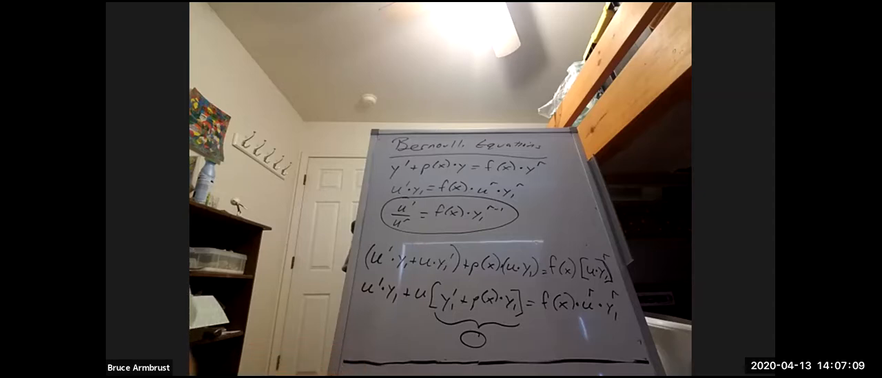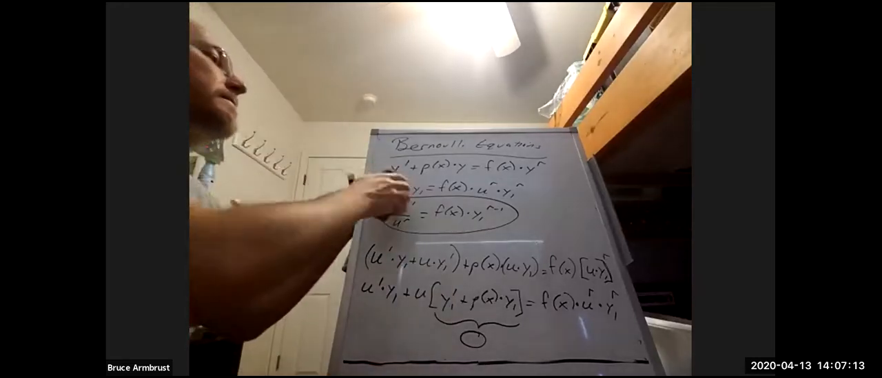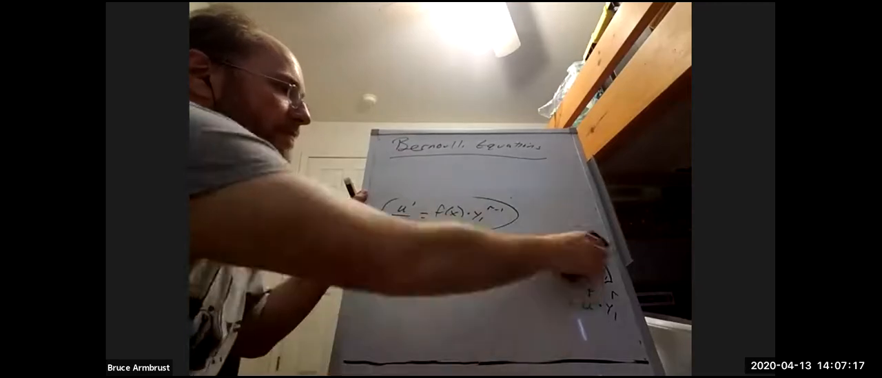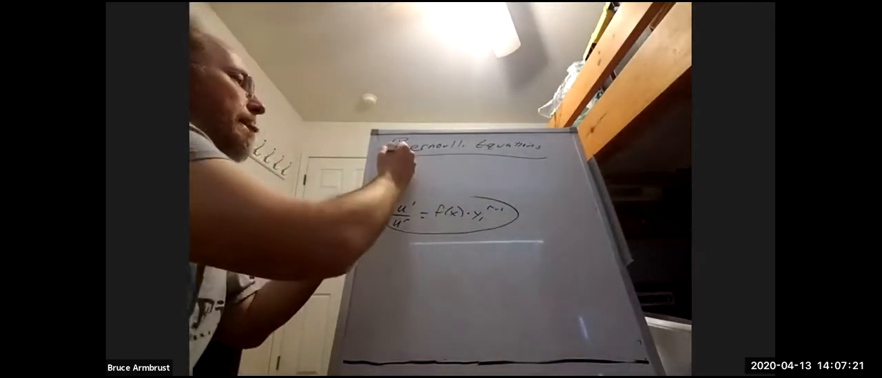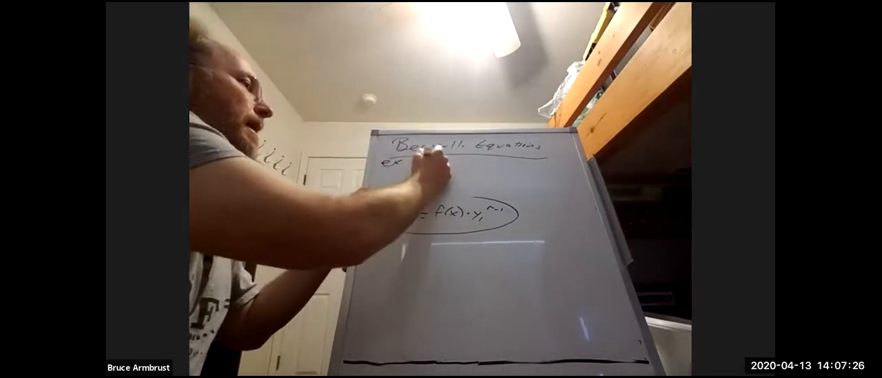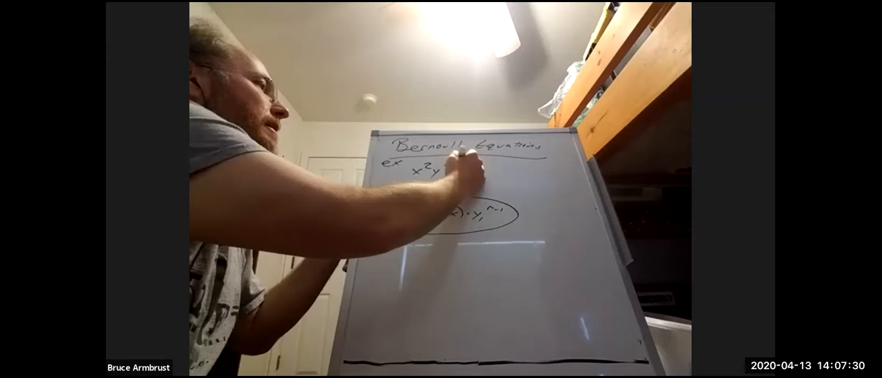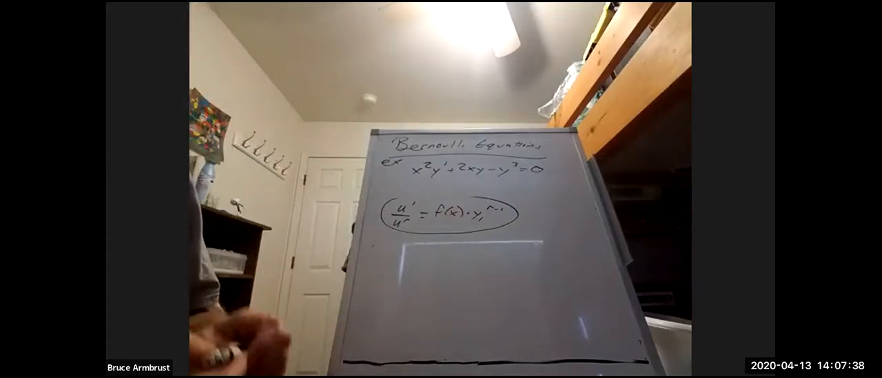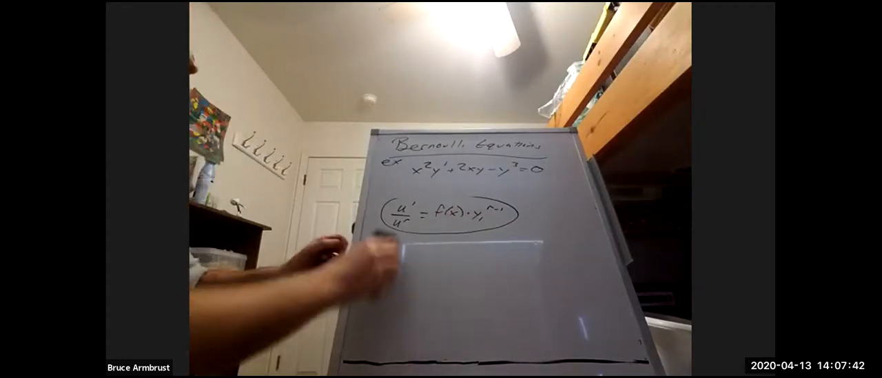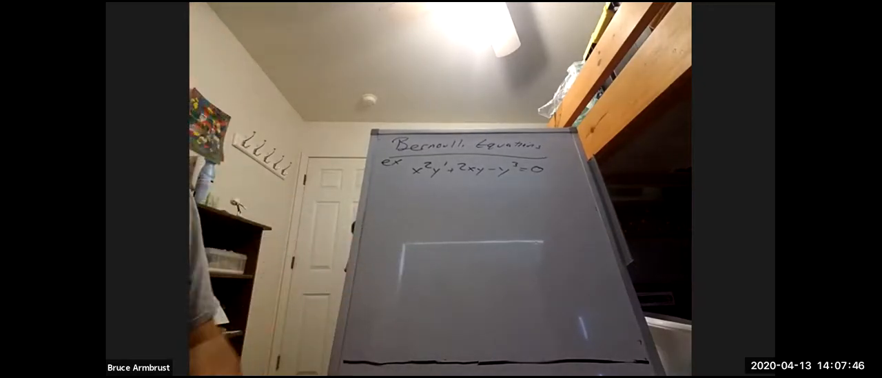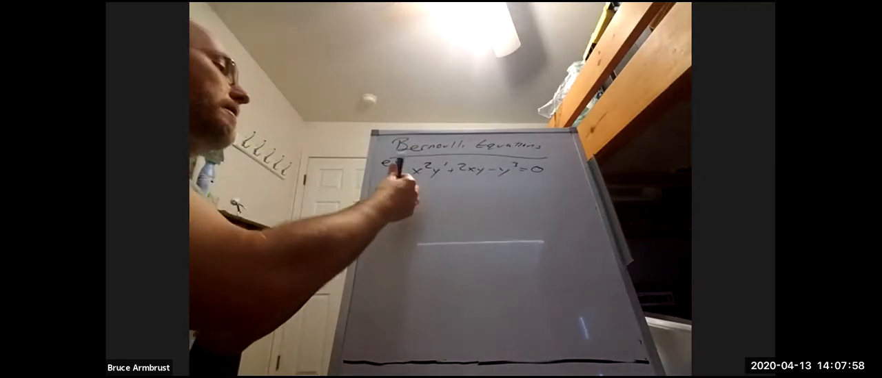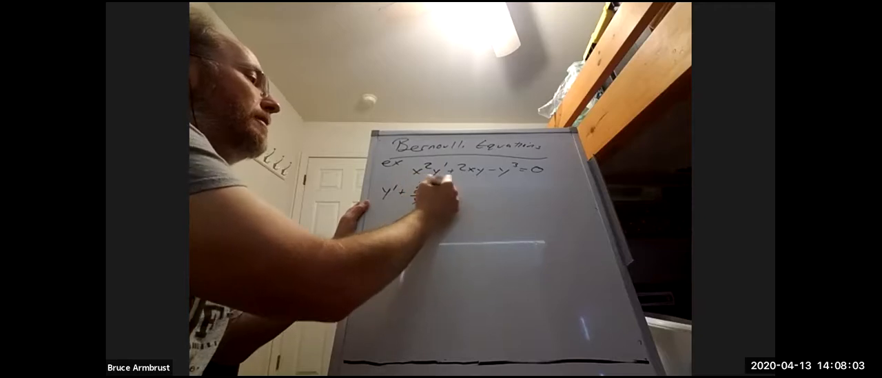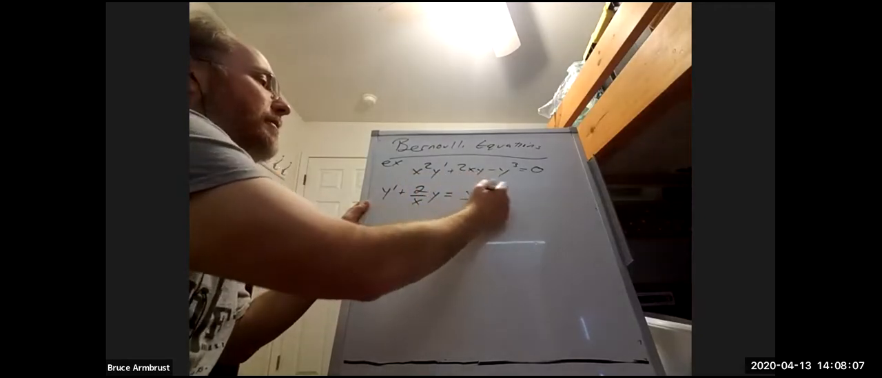So let's try this out. Let's take an example and see how this goes. Let's say we've got x squared y prime plus 2xy minus y cubed equals 0. So this guy is not separable, but it is a Bernoulli equation. Let's rewrite it. Let's divide by x squared, and at the same time, move this bit with the y cubed to the other side. So we're going to get y prime plus 2 over x y equals y cubed over x squared.